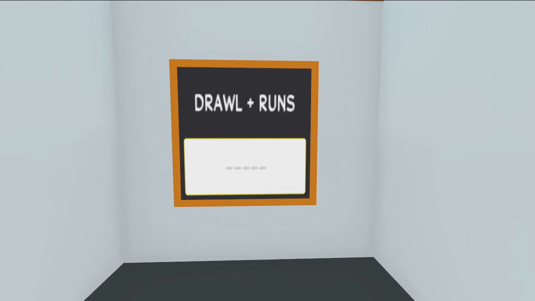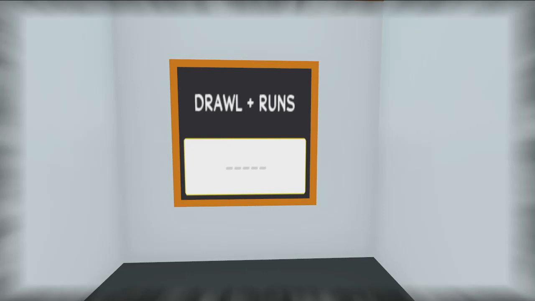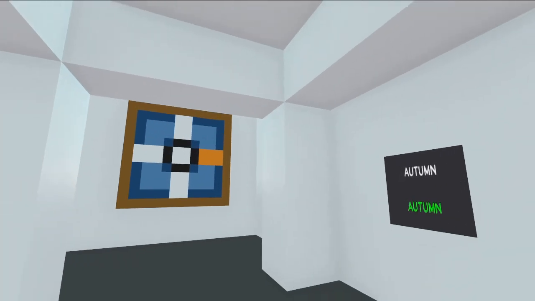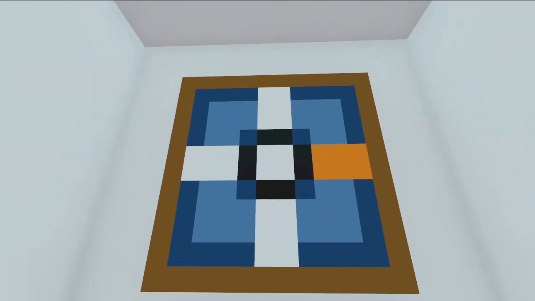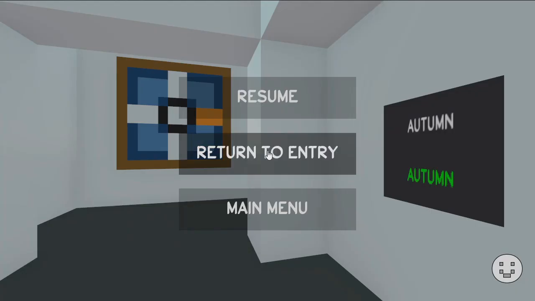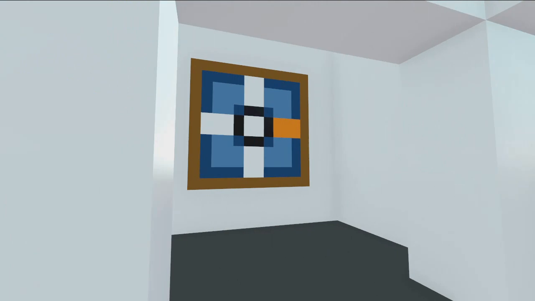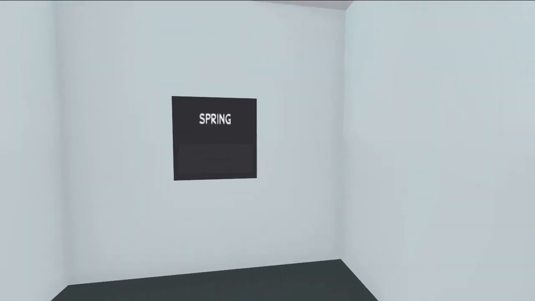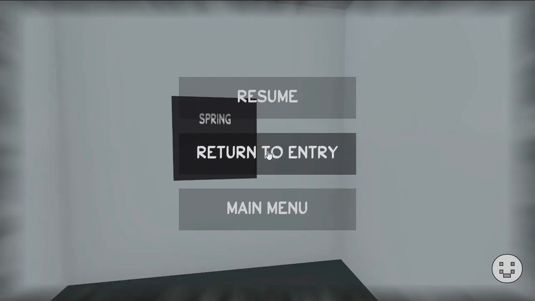Draws plus runs. Let me work out the math. I believe this will be enter. Great. These always have a skylight above them. Okay, so you're near autumn, and that is the east rose, which would be the one that should have 6 letters. So maybe it's just going to be autumn. So I'm making a note of that. Oh, wait, hold on. Spring is here as well. So it's probably going to be summer then.